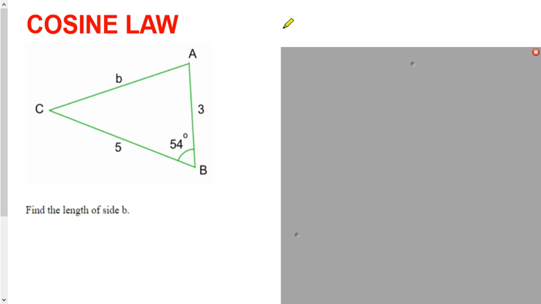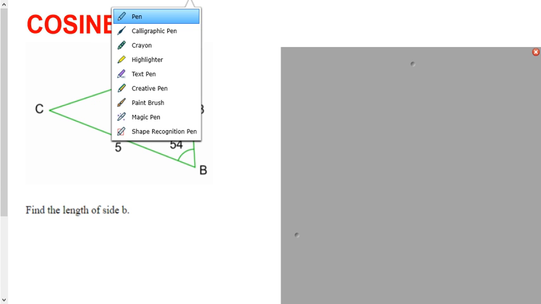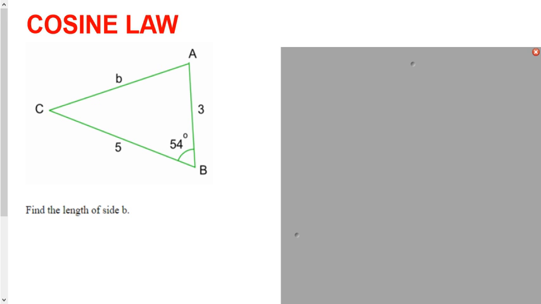Here's our first one. We're going to try and find a side. So I'll get out my pen, and actually, let's use the highlighter. Looks like we've got a side angle side situation where I know two sides and the angle in between them. That's great. That'll allow me to find this side over here, side b, that's the one I'm going to try and find.